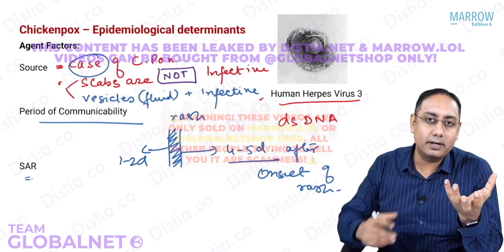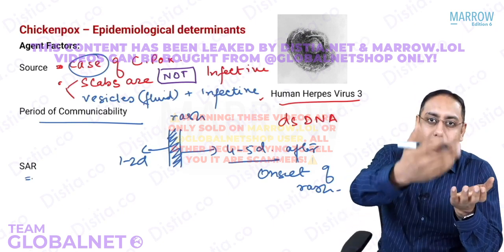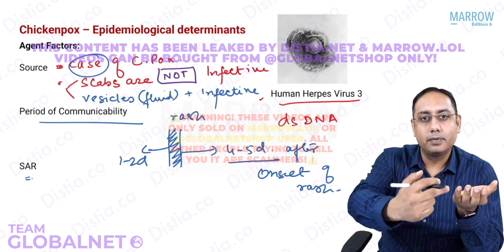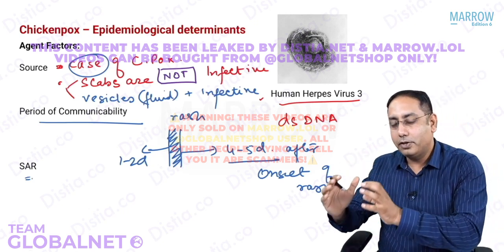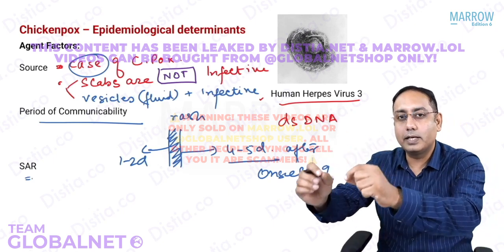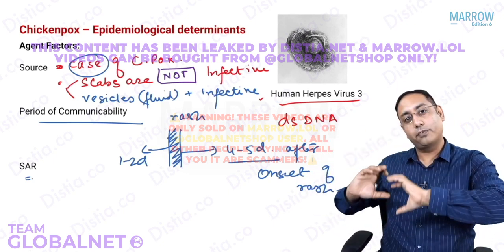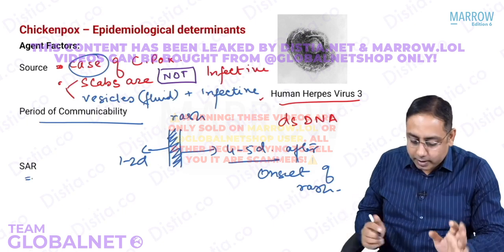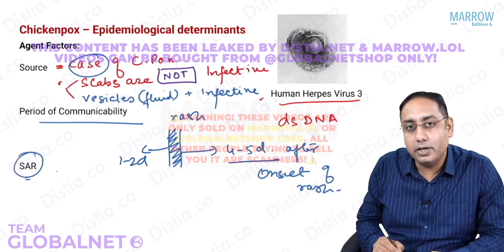What do you mean by secondary attack rate? That does not mean that in a person the virus can come back again; that is separate. What is secondary attack rate? It is the number of subsequent cases, or secondary cases, which arise from a primary case. So I'm basically talking about secondary attack rate.